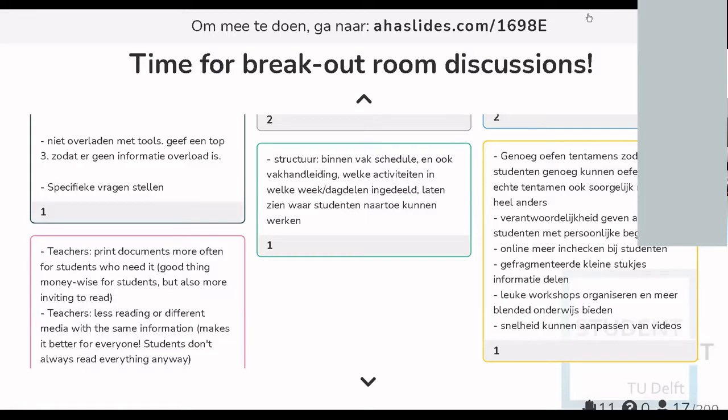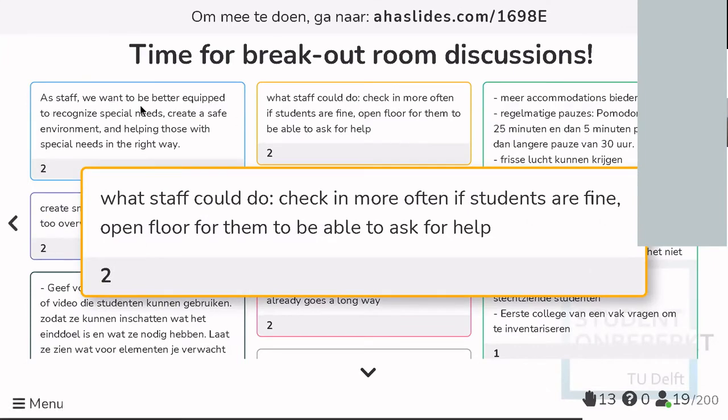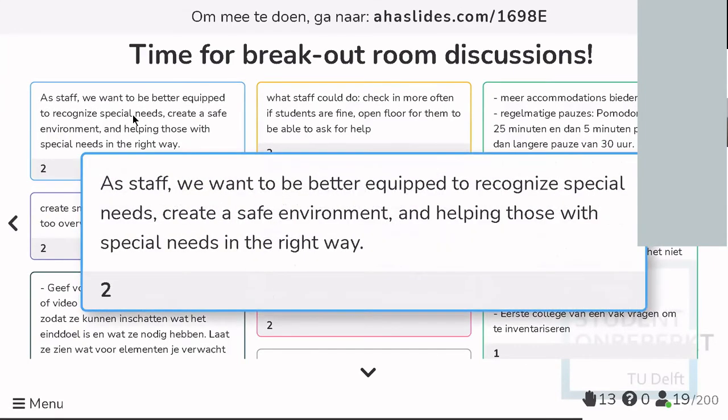Welcome back, everybody. Let's start with going one by one to go over them. If the breakout room that made them wants to say something, or another breakout room wants to comment on something that's said here, that's also completely fine.